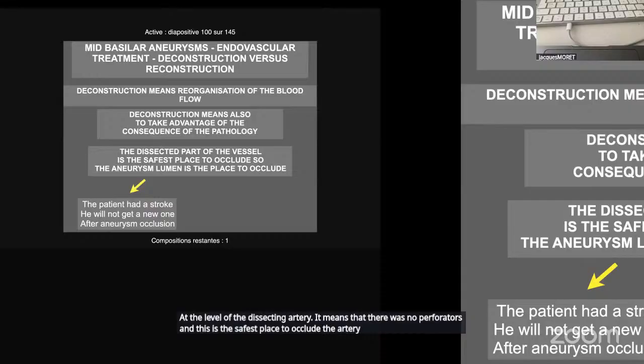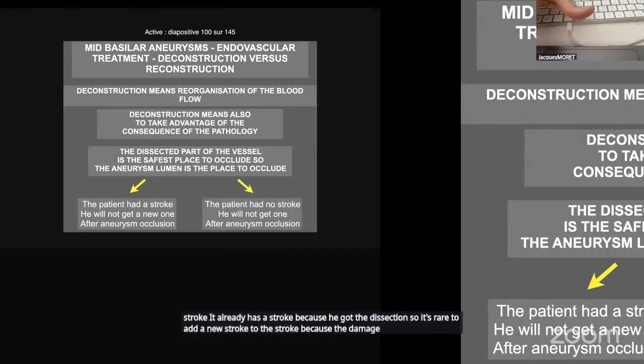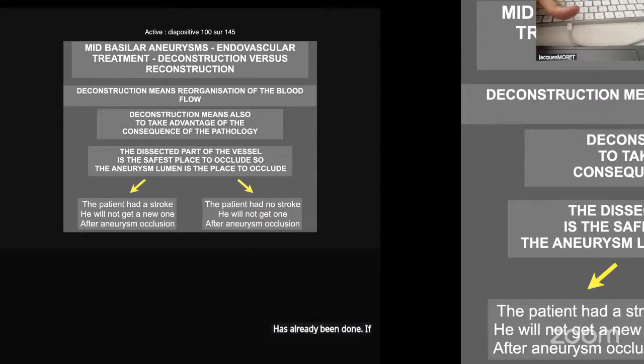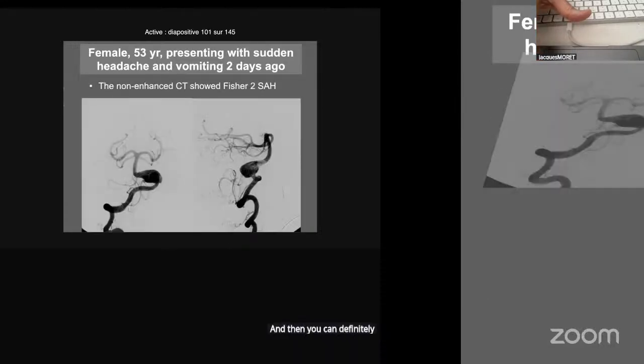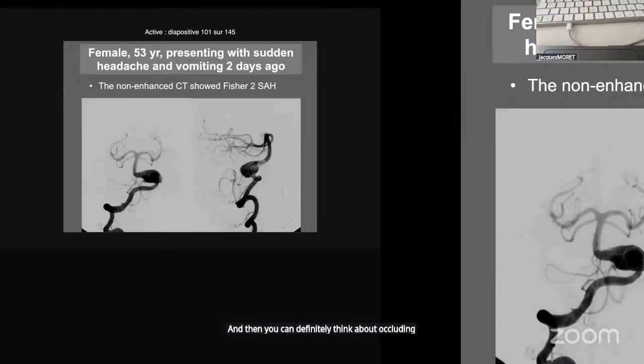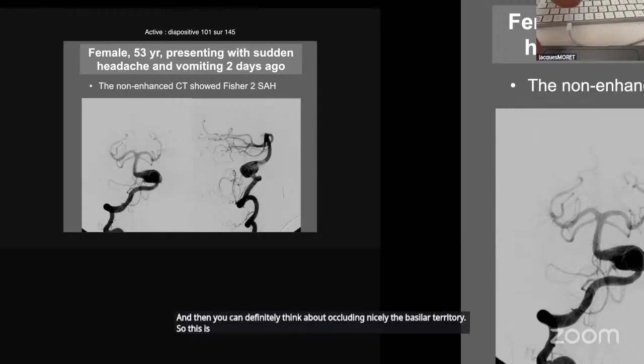So if the patient had a stroke, he already has a stroke because he got the dissection, so it's rare to have to add a new stroke to the stroke because the damage has already been done. If the patient had no stroke, it's because the dissection is not involving the perforators, and then you can definitely think about occluding nicely the basilar territory. So this is an example of how it works.